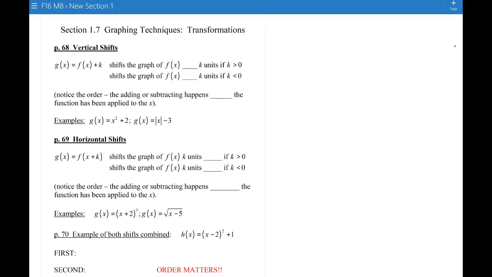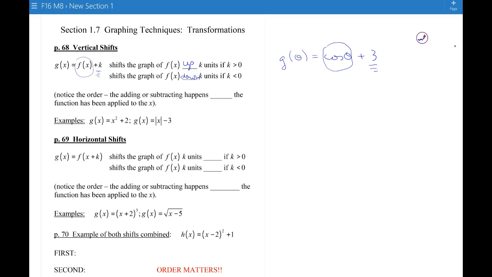So let's talk about vertical shifts first. If you have the function happening first and then you add some number, so this might look like g of theta equals cosine of theta plus 3. So cosine of theta is the function. We have a function happening and then we're adding something. That's going to shift the graph up k units if the k is a positive number, and it's going to shift the graph down k units if k is a negative number.